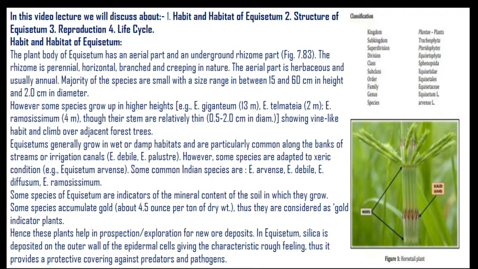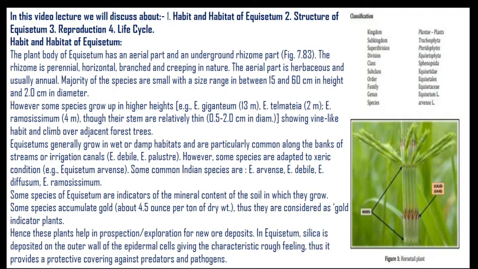Some species accumulate gold, about 4.5 ounces per ton of dry weight. Thus, they are considered a gold indicator plant. So, this is the plant which has the capacity to absorb gold particles found in the soil. Hence, these plants help in prospecting or exploration for new deposits.